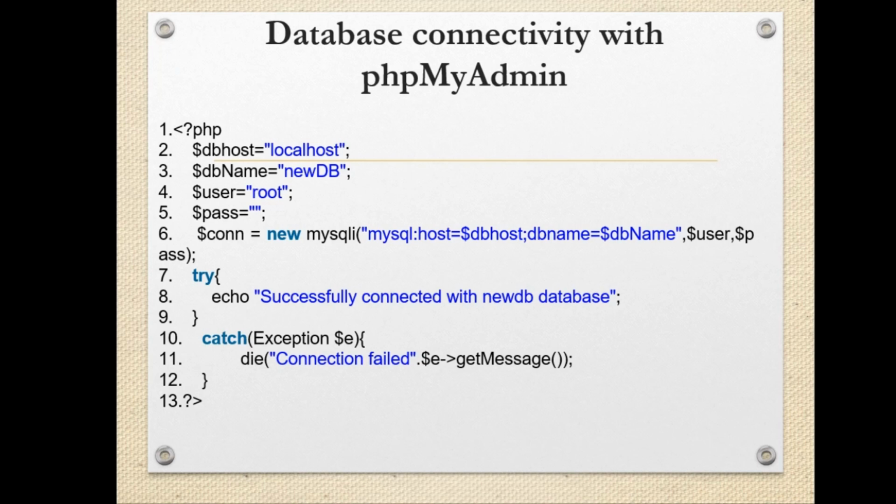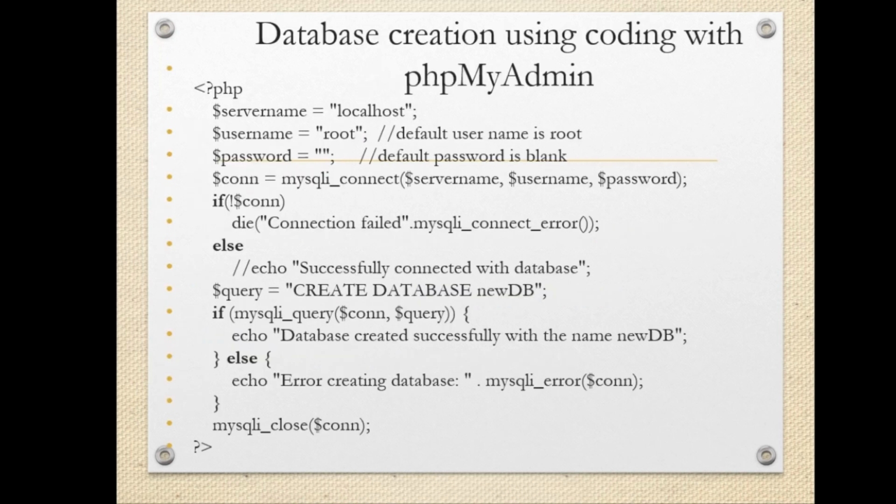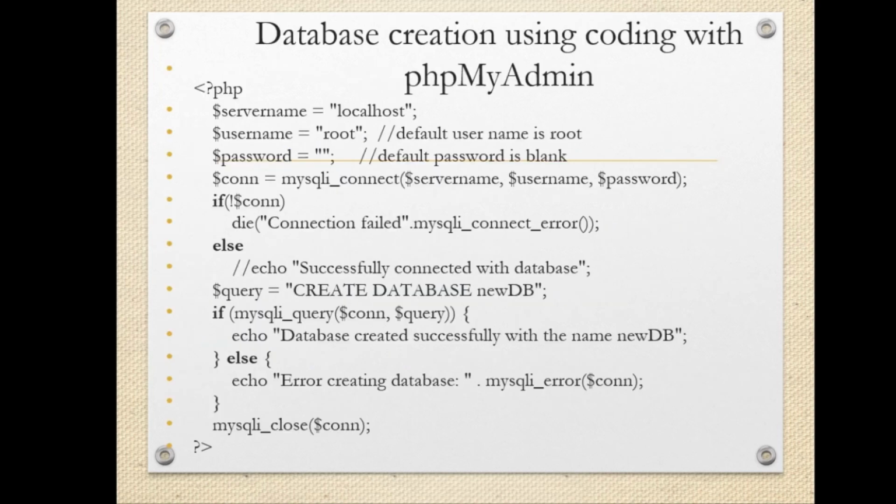This is a database program that is used for connectivity with PHP MyAdmin. Again, in this we have taken the database host as localhost, database name equal to newdatabase, user is root, password is blank. Again, we are passing the query in your $connection and we are using try and catch. So basically students, this example will create your database. After creating the database successfully, you have to add the data in your database.